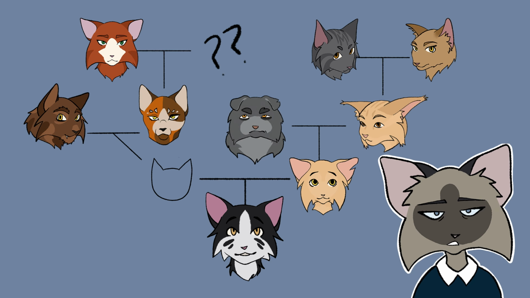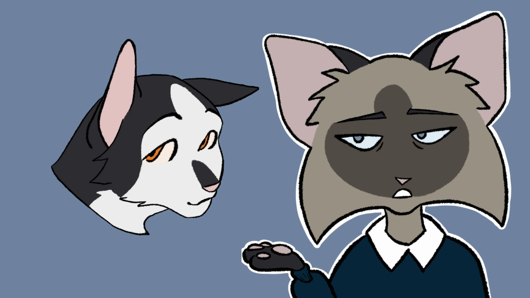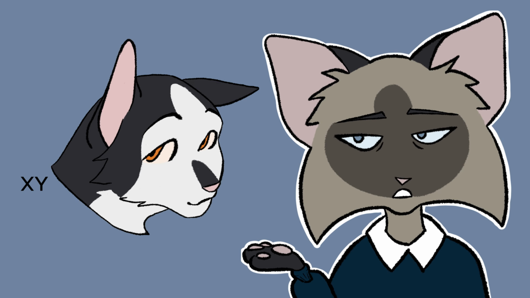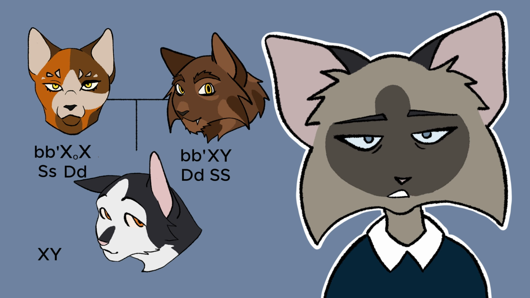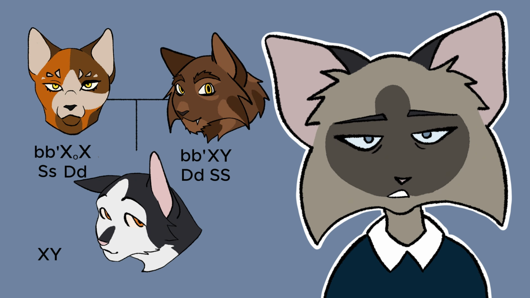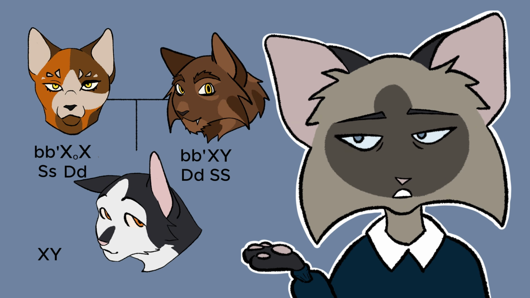So now that we have Swiftbreeze and Adderfang, we can go ahead and get to Patchpelt, who is Swiftpaw's father. He is described as a black and white Tom. However, he would get an X from his mother and a Y from his father, which would make his base coat black. We would want him to get the non-orange X from his mother, because as we know, his mother has one orange X and one non-orange X. So that would give him that black base coat.